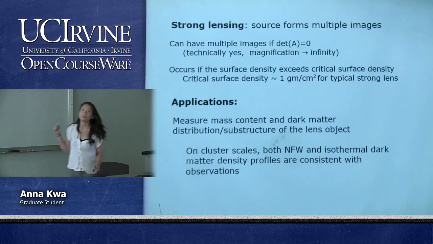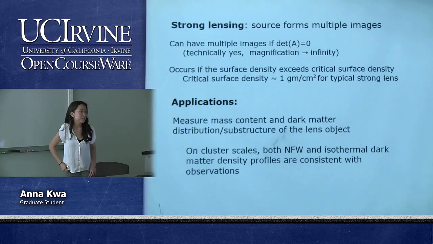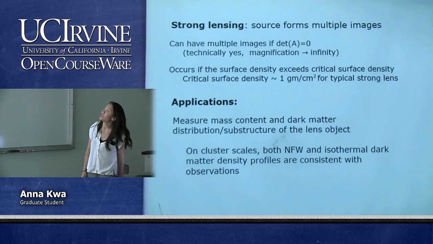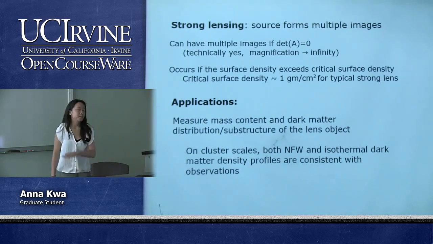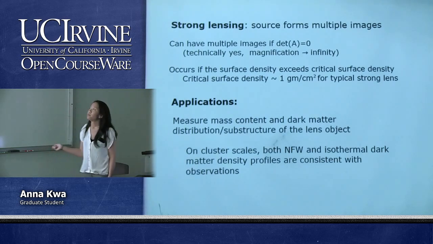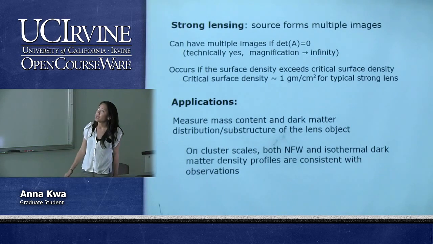Okay. So we're going to move on to some applications and different types of gravitational lensing. The first one, and the one that most people think about when they talk about gravitational lensing, is strong lensing. So all those pictures that I showed earlier are examples of strong lensing, where your source actually forms multiple images. And you'll get strong lensing if the determinant of your Jacobian equals 0.